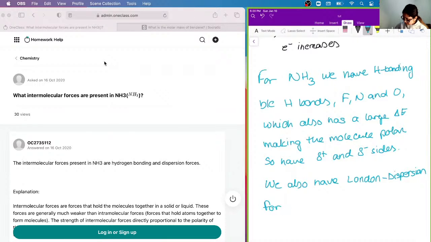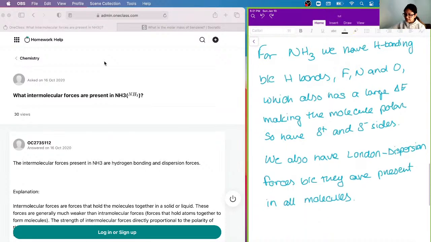So as I mentioned, because they are present in all molecules. Because they may form hydrogen interactions between two different molecules of NH3. So these are the two main forces, or the only two forces, intermolecular forces of ammonia.